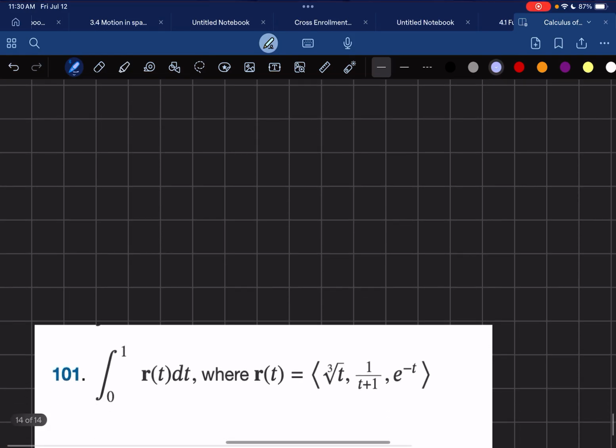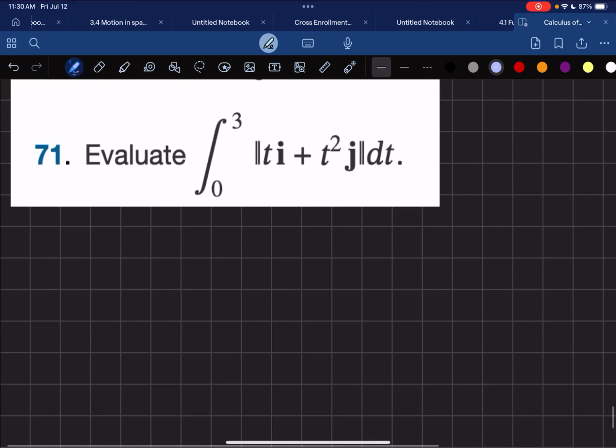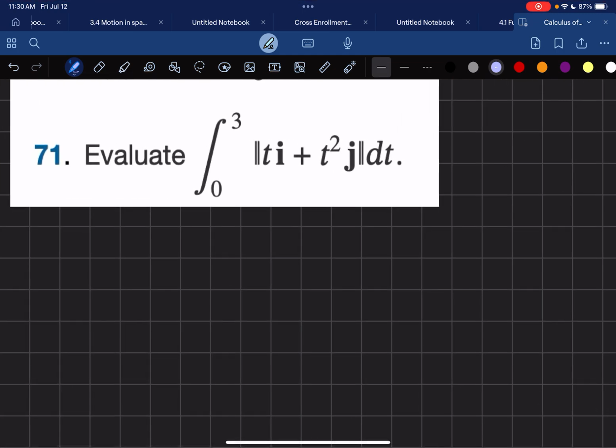Finishing off this course, we have these two questions. Now we're getting to integrals. It's asking us to evaluate the integral. You can see that we have the magnitude right here, so let's find that first before integrating this function.